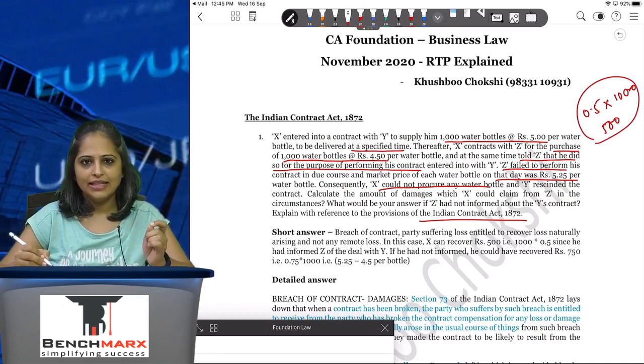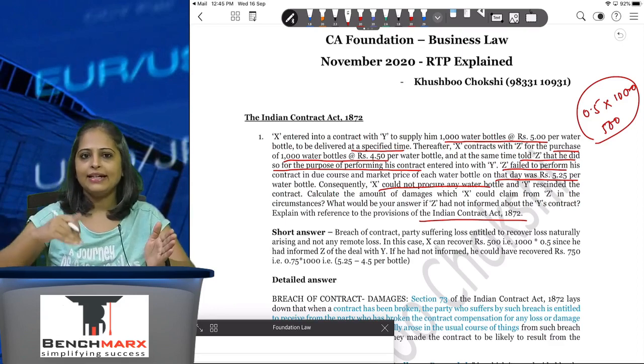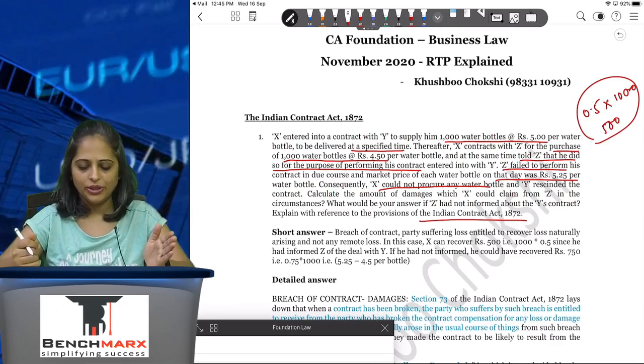5 rupees being the selling price at which he could not sell it, and 4.5 rupees being the cost price, and 0.5 being the profit which he would have earned had Z provided the bottles to him.